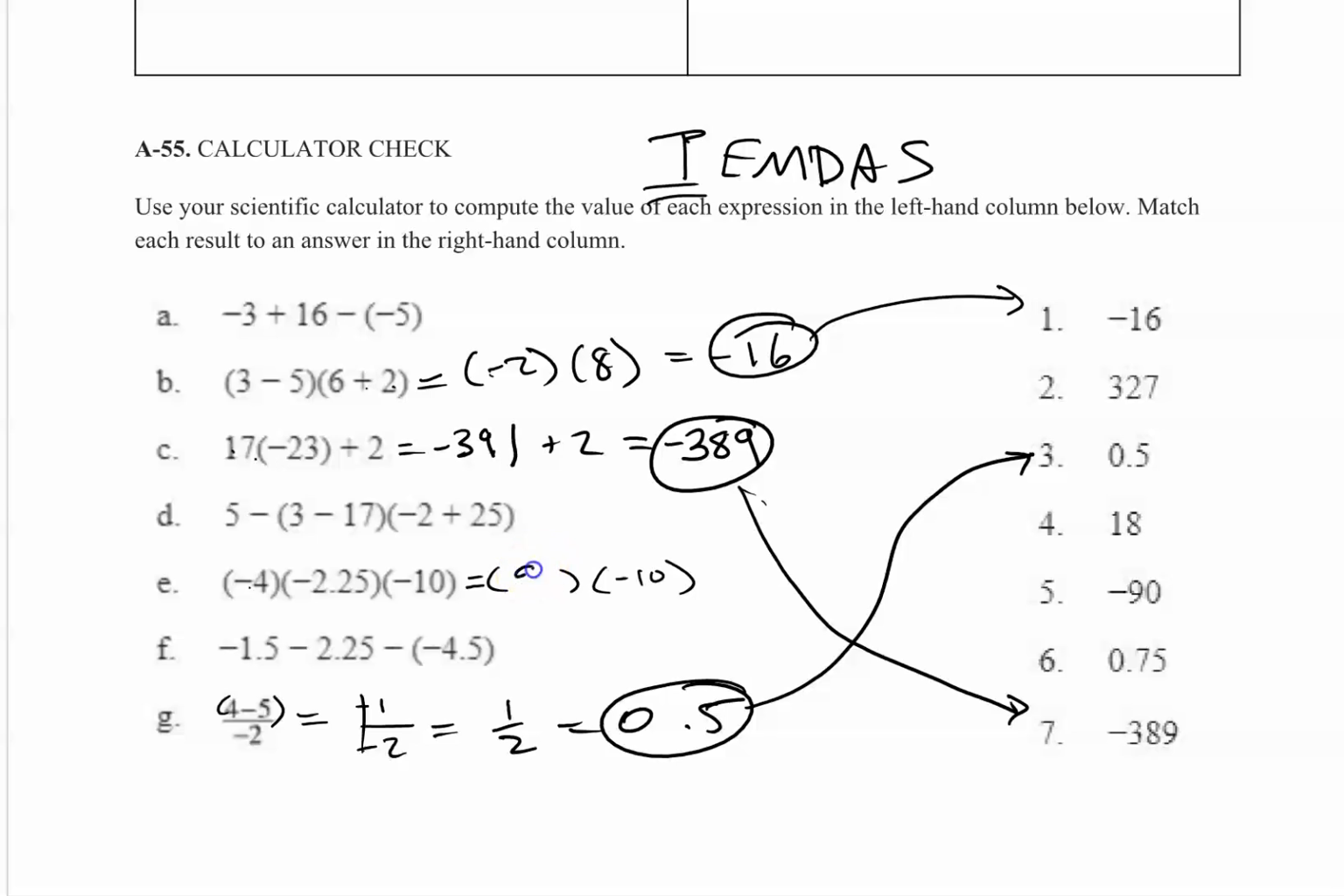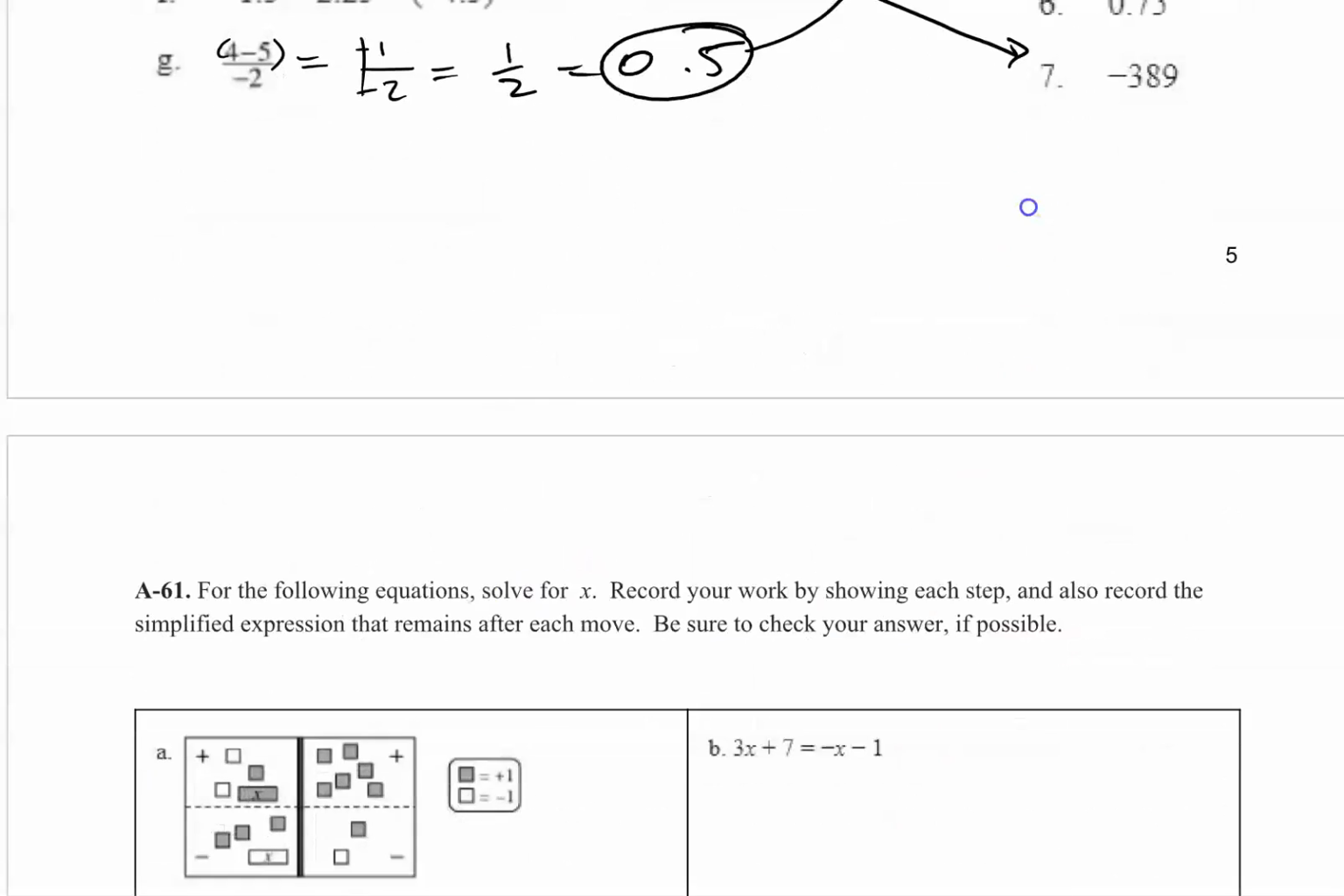It's going to be 9. And negative times negative is positive 9. And then 9 times negative 10, that's going to be 90. Remember, positive times negative stays negative. You should be practicing these on your calculator and do the rest.